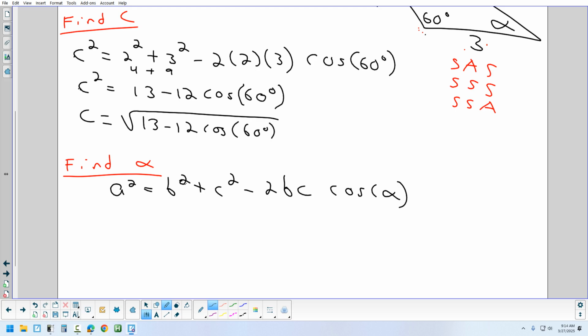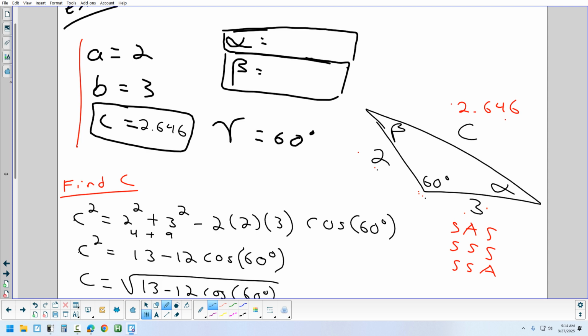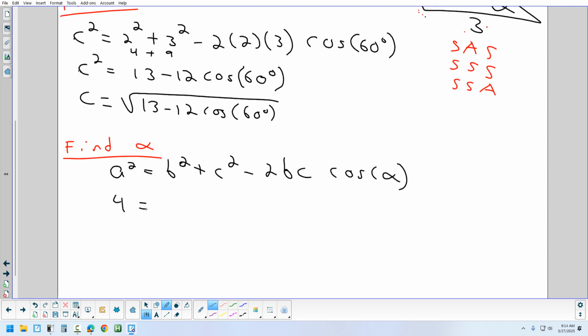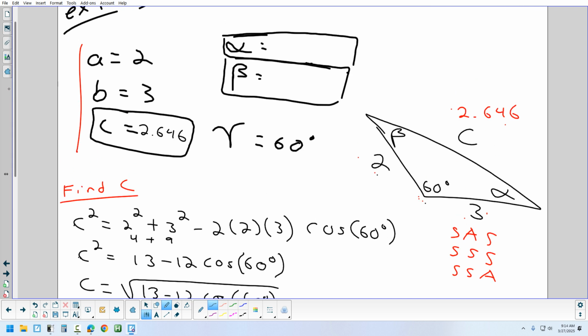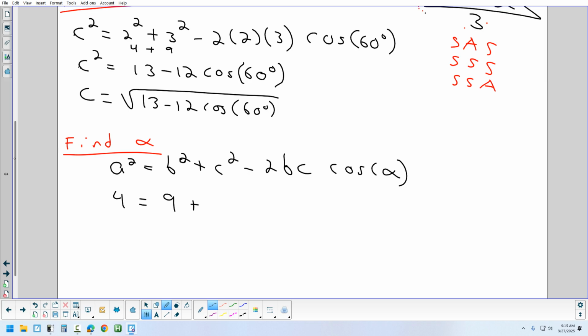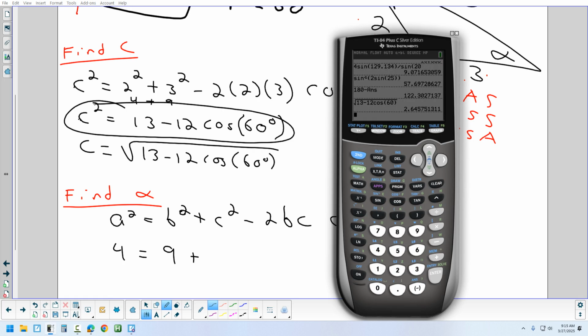Let's start with a squared. How much is that? 4. And b squared. How much is that? 9. Now, for c squared, what I would do is type in that. That is as exact an answer as you're going to get for c squared. So let's do 13 minus 12 cosine 60.